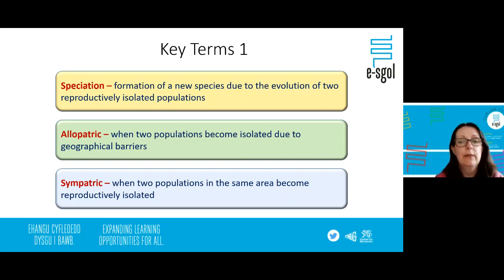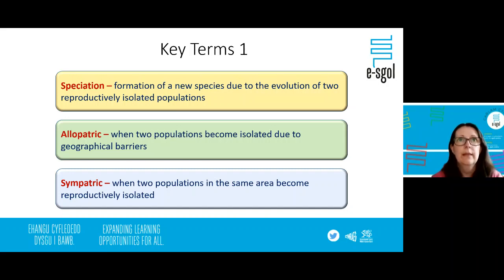There are different reasons why organisms might become isolated. The first definition, of allopatric speciation, is when populations become isolated because of a geographical barrier. That could be a mountain range, or it could be water, whether it's an ocean in between islands or a river. Organisms that previously bred, once they are isolated due to these changes in the geographical area, have undergone allopatric speciation and are no longer able to breed together or reproduce.